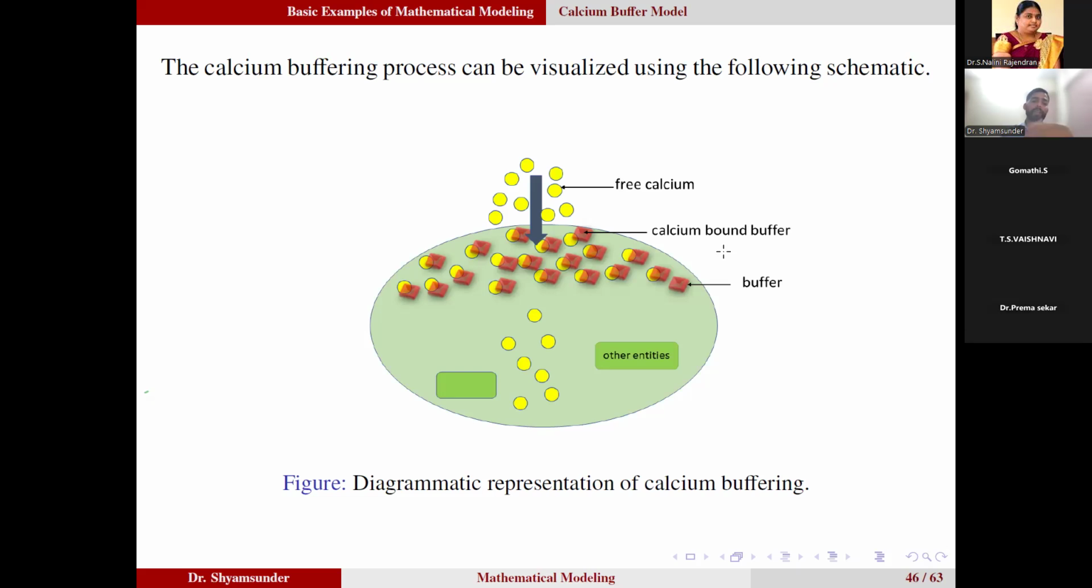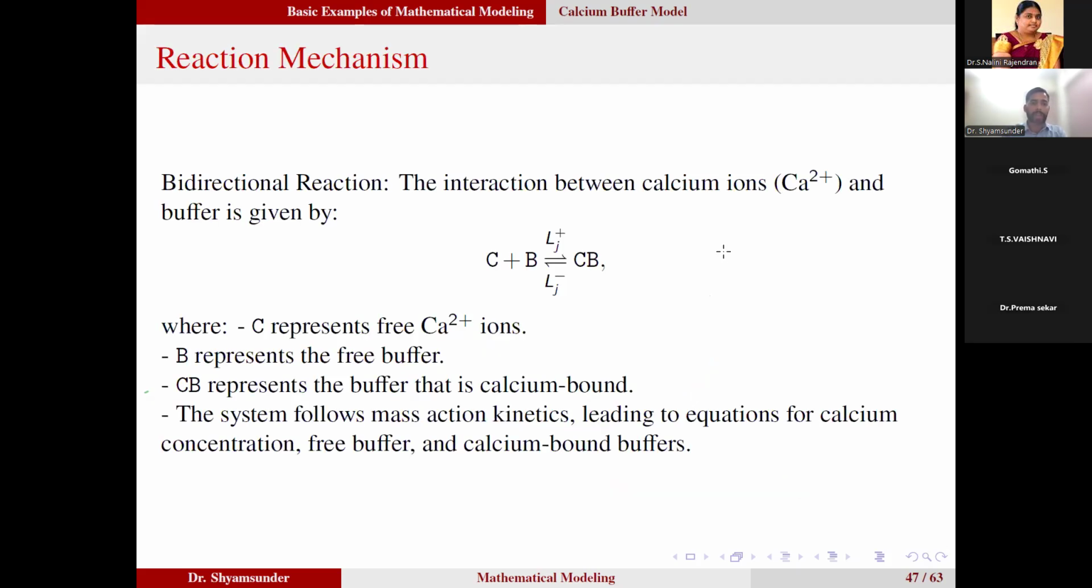Then they convert this into bidirectional reactions in the mechanism, like chemical equations. C is the calcium ion, and B is the buffer, and CB represents the bonding of calcium and buffer, and L and I are the rates. It is like the chemical reaction C plus B reversibly reacting to give CB. This is the chemical reaction.